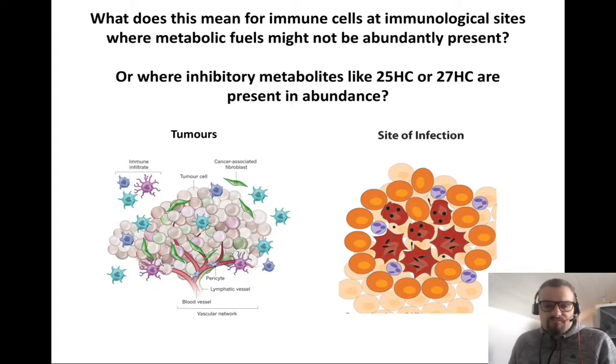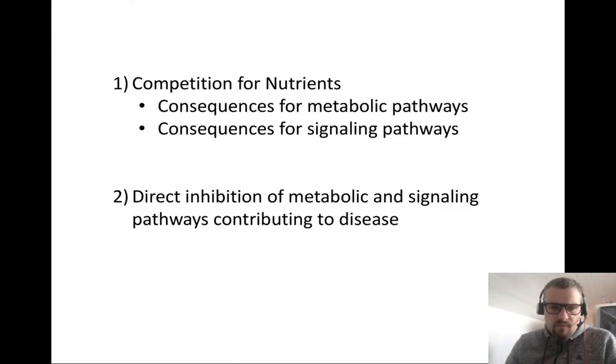You can imagine, as I think we discussed previously, that if a bacteria is using all the glucose, the cells that are arriving to deal with that infection may have little glucose left to use. So I think we can think about metabolically adverse immune microenvironments to be both tumor microenvironments and potentially certain sites of infection. So the first part of this lecture, we're going to discuss competition for nutrients.